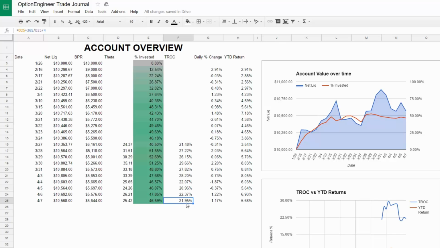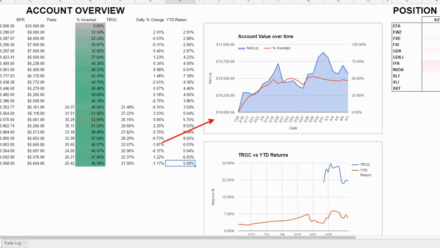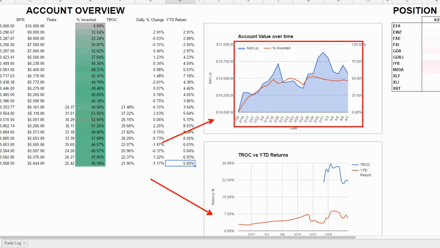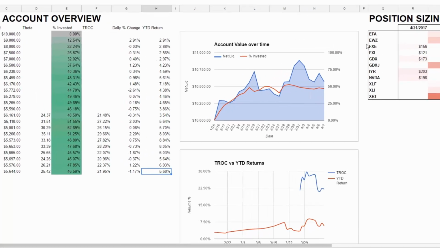Then there are a couple of other small things, like daily percent change and year-to-date return, and those values get graphed here on two different graphs. I want to look at my net liquidation value and my percent invested on this dual axis graph. And further down here, I also want to look at my Theta return on capital and how I've done so far year to date with portfolio percent returns. So that's the overview tab.